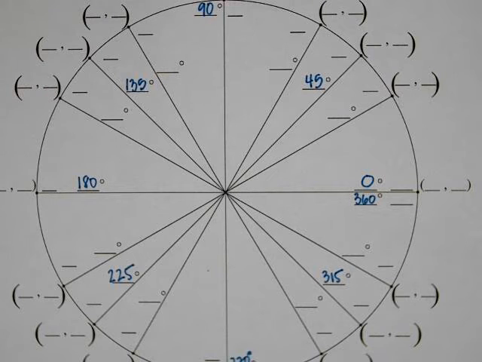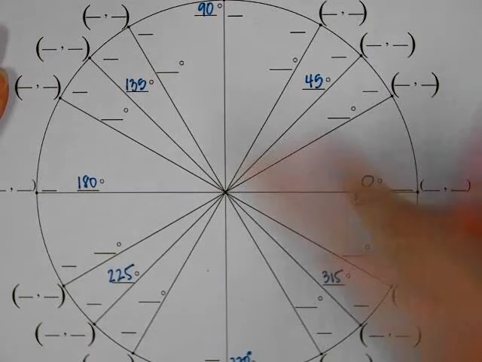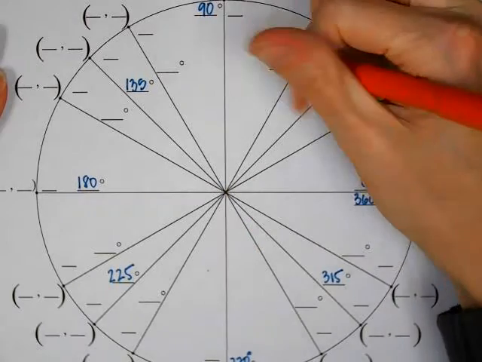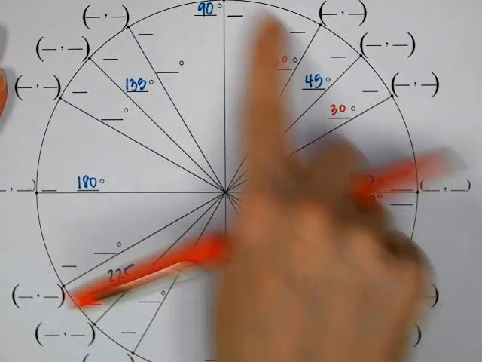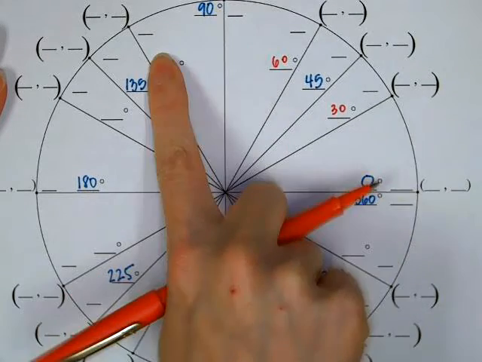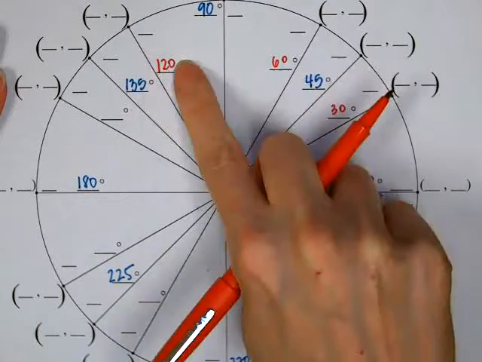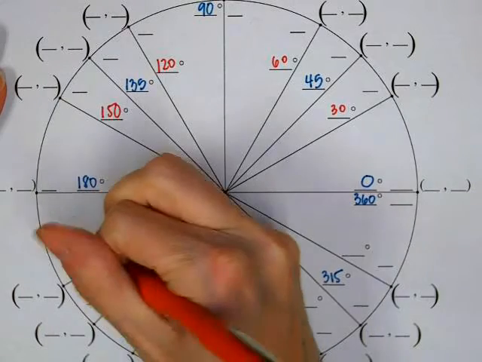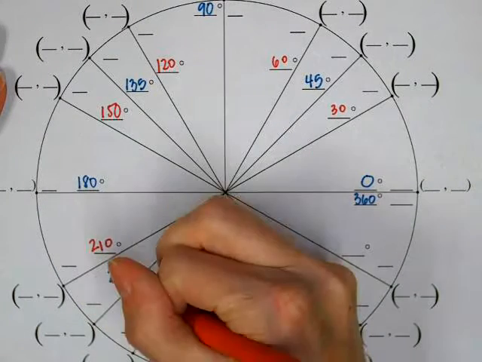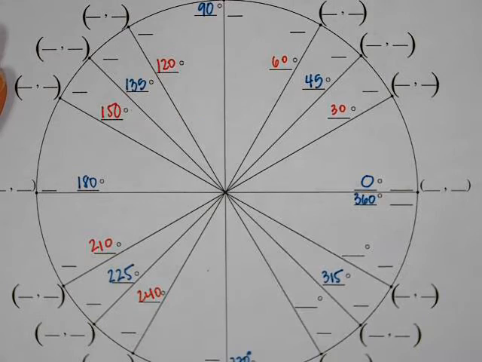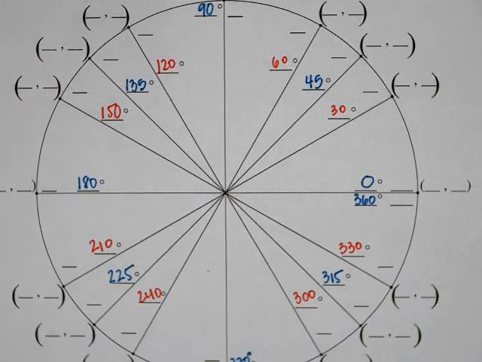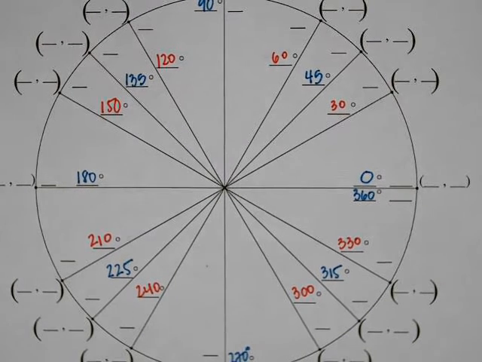Now let's do all the 30 degrees. This first one here is 30. And then this one is 30 away from that, so 60. And then 30 more is 90. 30 more than 90 is 120. 30 more is 150. 30 more is 180. 30 more is 210. 30 more is 240. 30 more is 270, 30 more is 300, 30 more is 330. And just like that, we have all of our degrees.